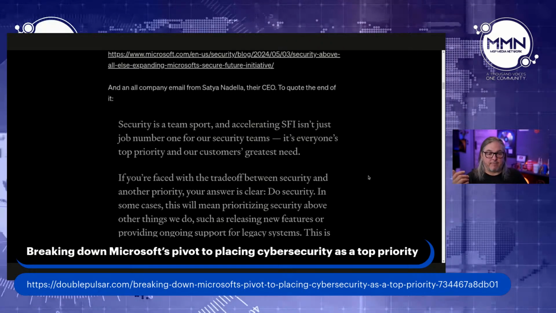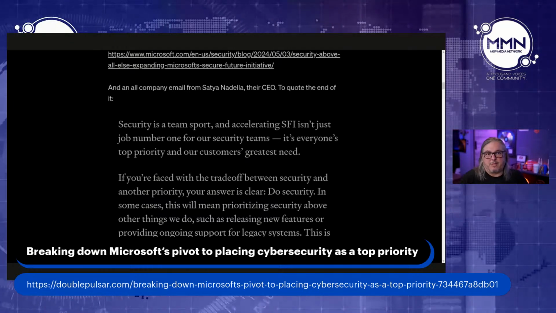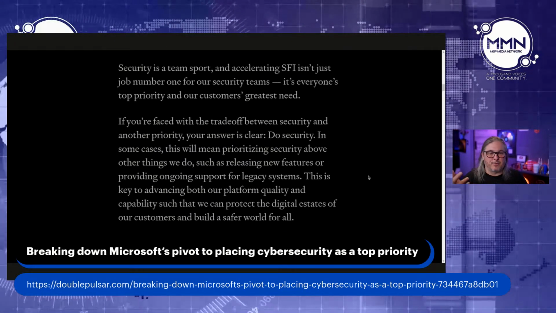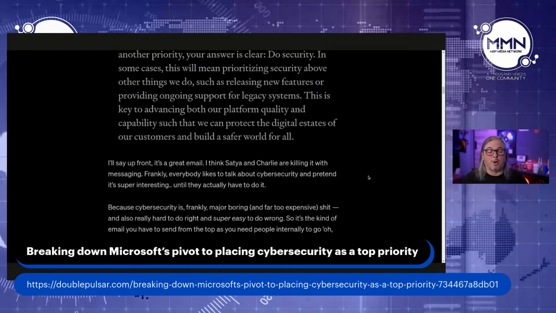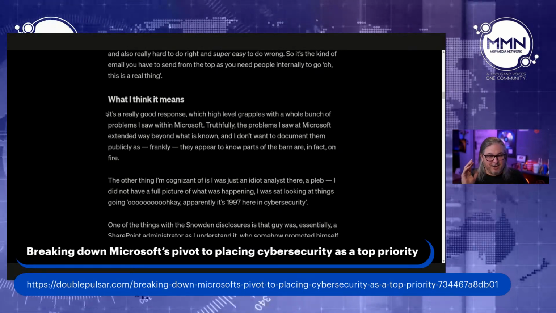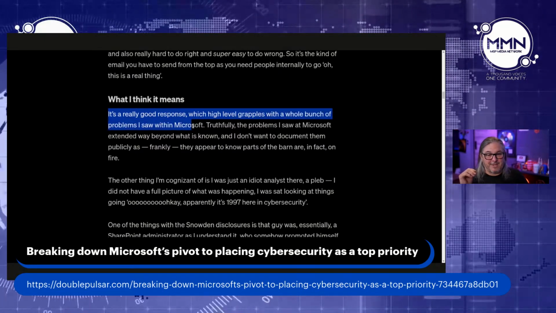Will they actually put effort towards it? When Microsoft says we don't have the resources, that's just the investors not seeing the value in us doing it, because we're not going to lose customers over it. Well, now that they're getting in more trouble, when government reports start coming out, you're going to see it's a really good response, which at a high level grapples with a whole bunch of problems I saw in Microsoft.